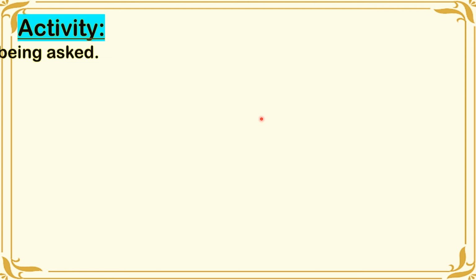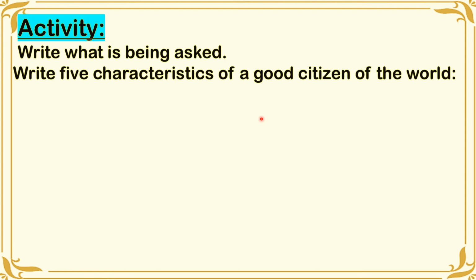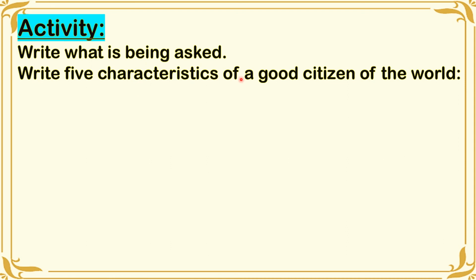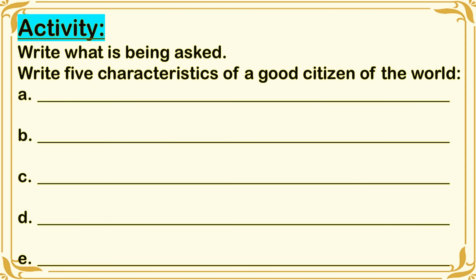Now, class, for your activity, just write what is being asked. Write 5 characteristics of a good citizen of the world or characteristics of a global member of the world. So A, B, C, D, E. You write your answer there and please submit it to me in Google Classroom.